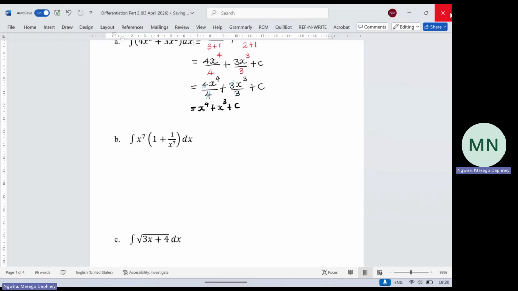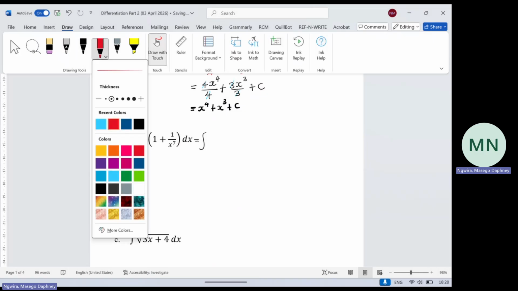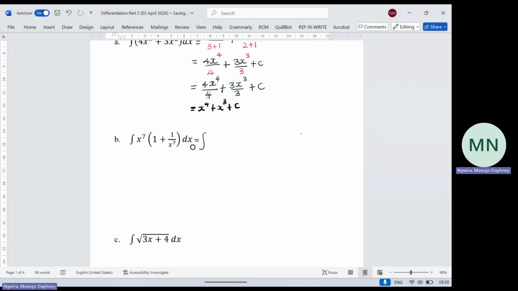So our answer is going to be, before we integrate, so we are going to say the integral. So now we're going to distribute the x to the power of 7. What do I mean by distribute? I am going to do this. So let me do it on the side so that you understand. So what I mean is that we have x to the power of 7, then bracket 1 plus 1 over x to the power of 7. So we are distributing. So we're multiplying x to the power of 7 with everything inside the brackets.